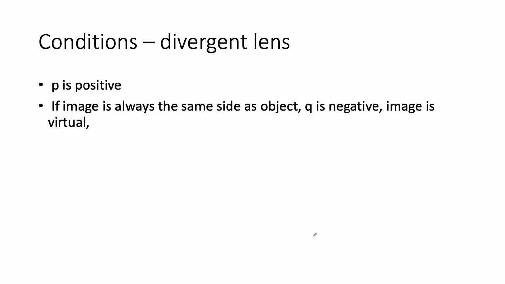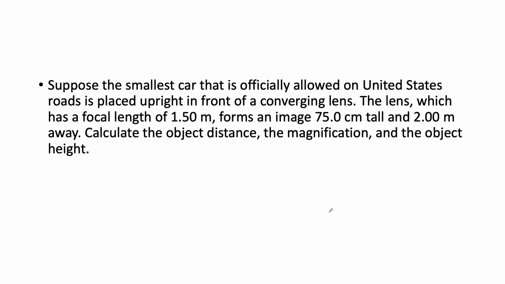Now what we're going to do is take a look at a problem. We've got a small car that is officially allowed in the United States. It's placed upright in front of a converging lens. So we're going to have a car, and I'm going to put on its bumper. There's my car. Looks crappy, doesn't it? Looks like a colon, F and a colon. So the lens has a focal length of, here's some data that we're going to need. It tells me how tall the image is and how far away it is. We've got 3 pieces of information.